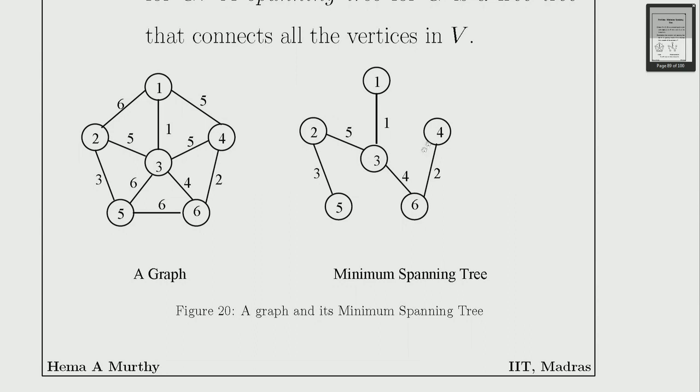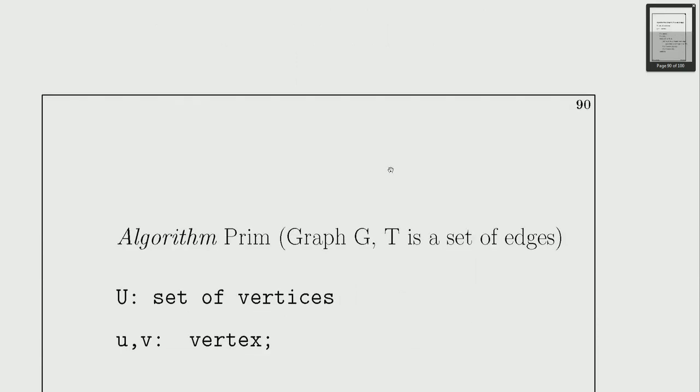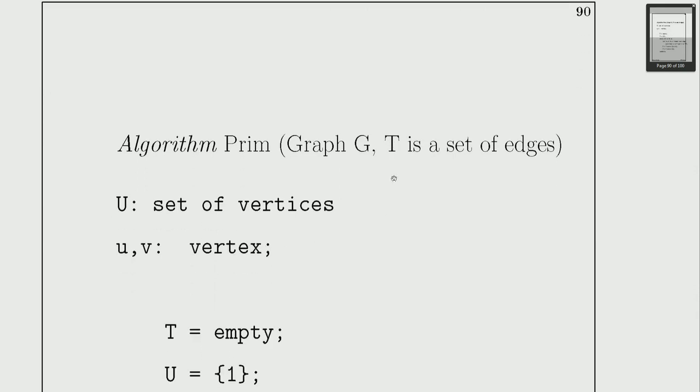Then you look at the remaining vertices. We only have 2 vertices, 2 and 5, which need to be connected. You have a cost of 5 and the other edge cost is 6. So, you choose 5, include 2, and then from 2 there is only one path to connect to the last vertex. So, this corresponds to the minimum spanning tree. This is called Prim's algorithm.